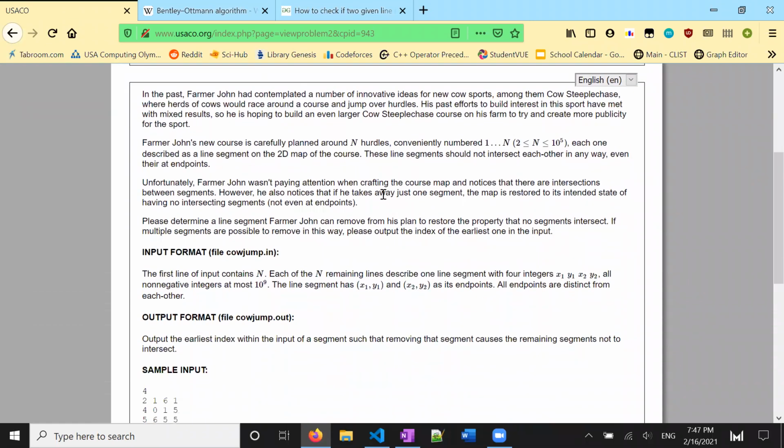So in this problem, essentially we're given a series of line segments. There are n of them, n is up to 10 to the 5. And the segments initially have some amount of intersections. The particular thing about these segments is that there exists one segment such that if Farmer John were to remove that segment, then there will be no intersections among the remaining segments. And so Farmer John just wants to know what is this one segment that he can remove to get rid of all intersections. And if multiple segments work, he wants to remove the one with the smallest index in the input.